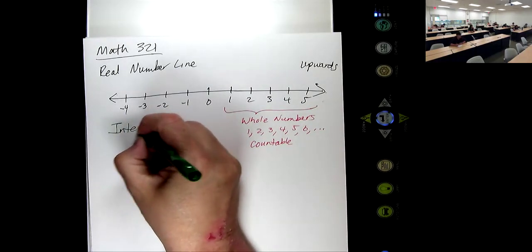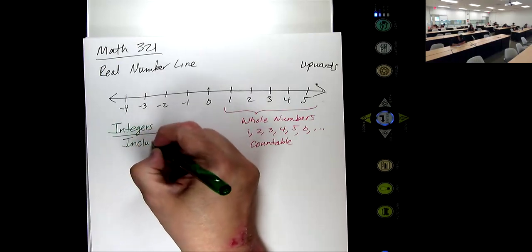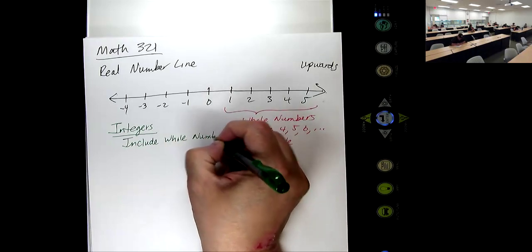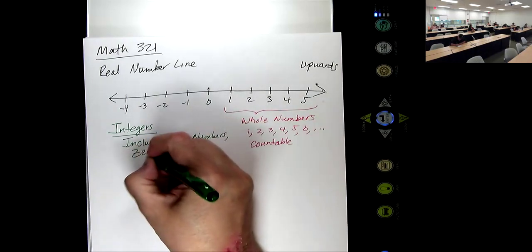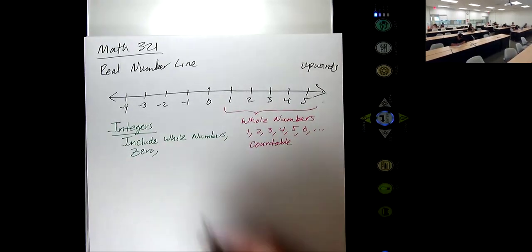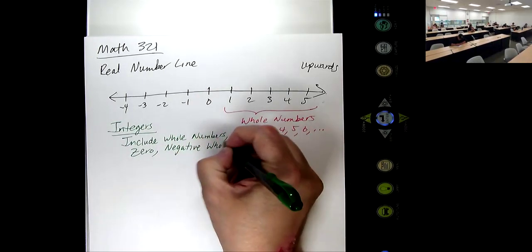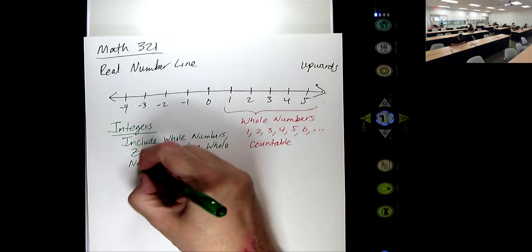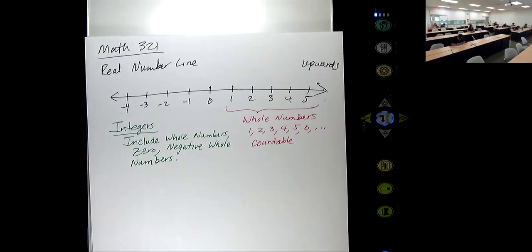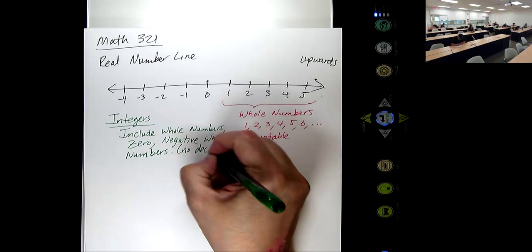Integers. These include the whole numbers, zero, and for lack of a better way of saying it, the negative whole numbers. Like no decimals or anything like that.